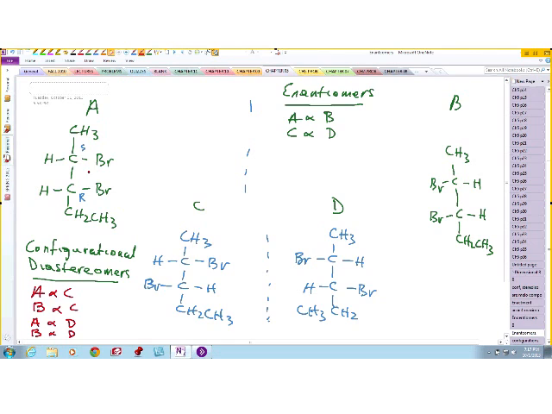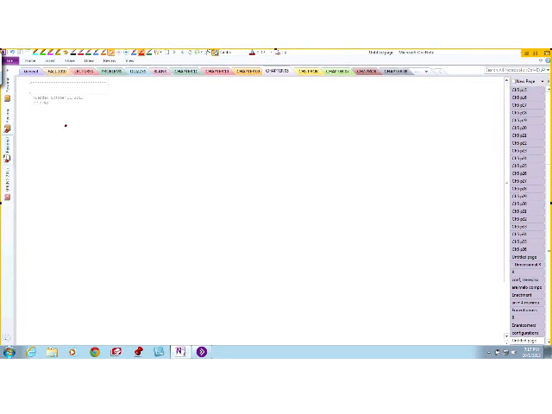How much time we have left? One more thing before I let you go. Oh, time. Okay. Now, supposing we have this. Just a minute. Supposing we have this molecule here.